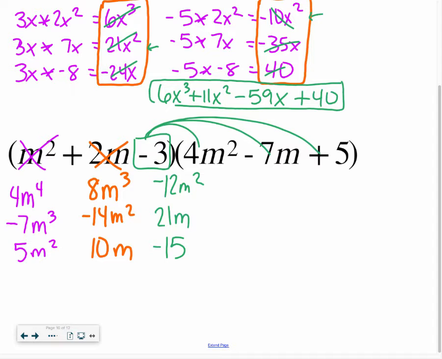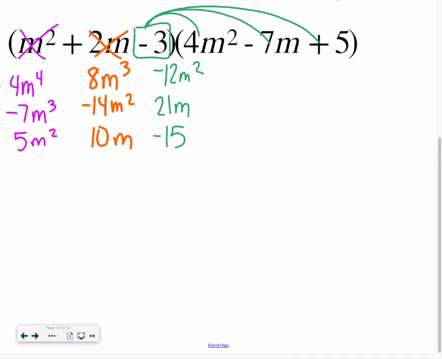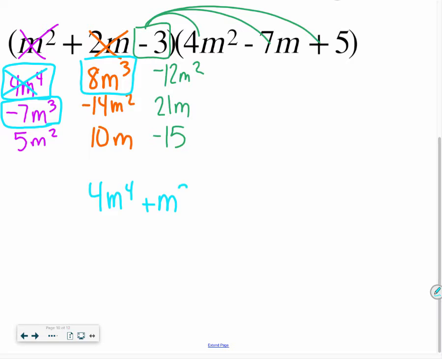Okay, now I have to go through, find my highest powers, and write it in standard form where you list it from greatest power to least power. So I have 4m to the 4th as my highest. So I'm done with that one. And then I see I have a cubed here and a cubed here. Okay, so I have a negative 7m cubed and a positive 8m cubed. So that is going to give me just 1m cubed.